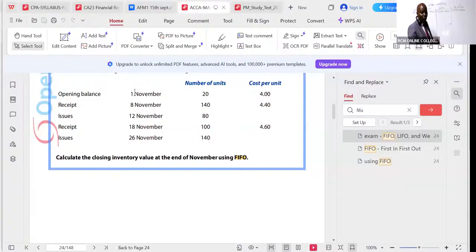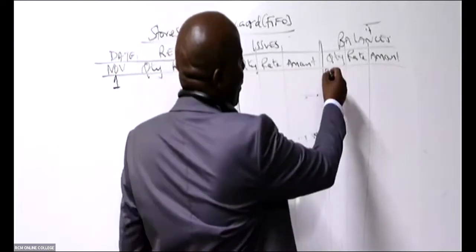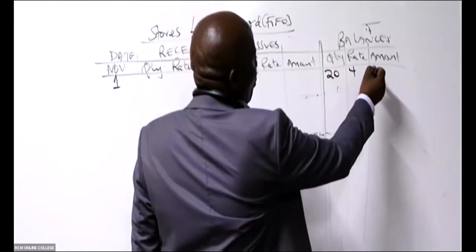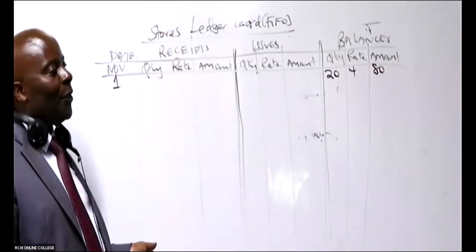So you can see the opening balance was on 1st November. So the first date here is 1st of November. You write it here first. Don't write November again because November has been taken care of. So what happened on 1st November? We had an opening balance of 20, and each one of them was costing how much? 4. So 20 at 4. You write here in the balances. So what is the amount here, somebody? Because that is the rate, cost per unit.